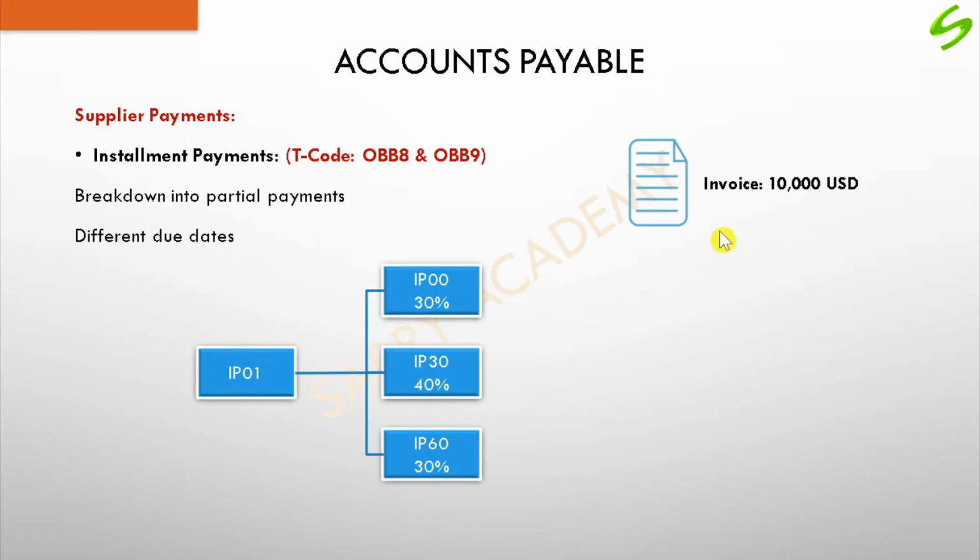Let's say, for example, we have an invoice with 10,000 USD, and in the invoice I apply the payment term IP01. When I post this invoice, system is going to post not one invoice but 3 different invoices with 3 different payment terms.